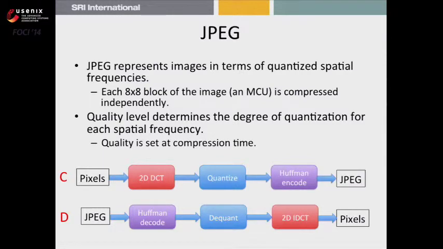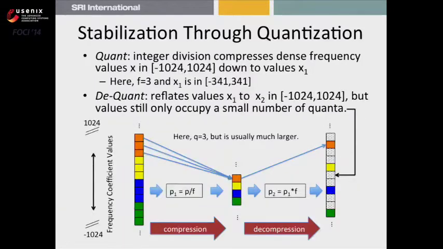And then on the bottom there, you see the inverse process. We do Huffman decode, then we dequantize to reflate the frequency coefficients to their full scale values, and then do an inverse DCT to get the actual grayscale, color, pixels, whatever. This process is done independently for luminance and then the chrominance. So you can do grayscale or color or both.